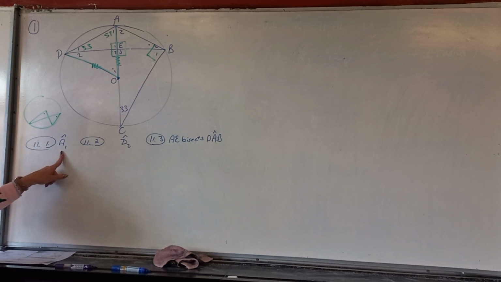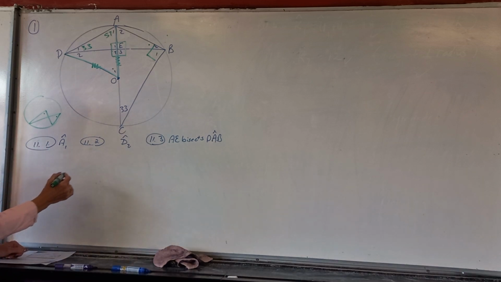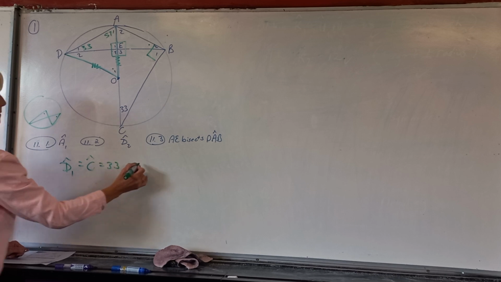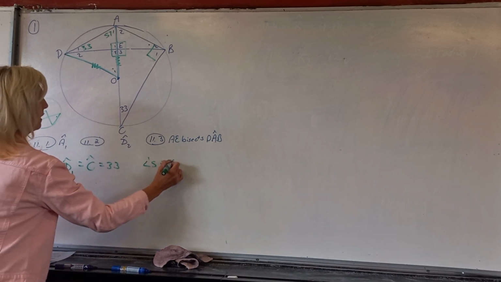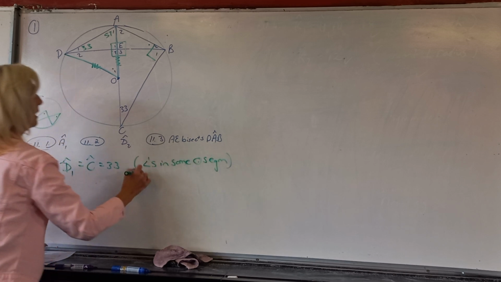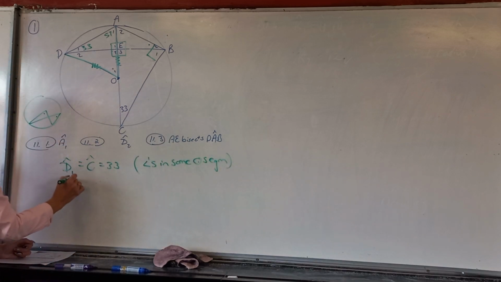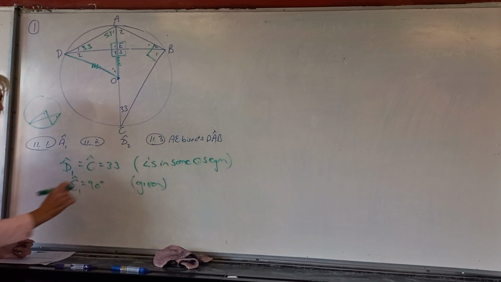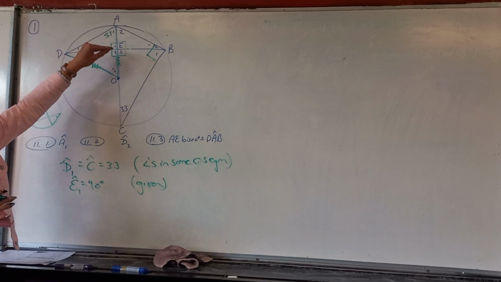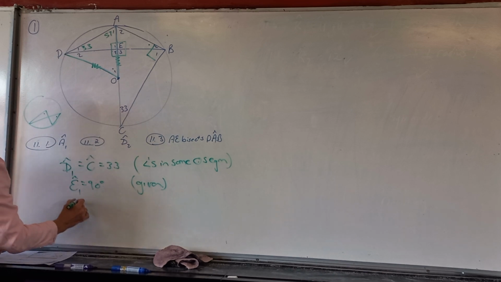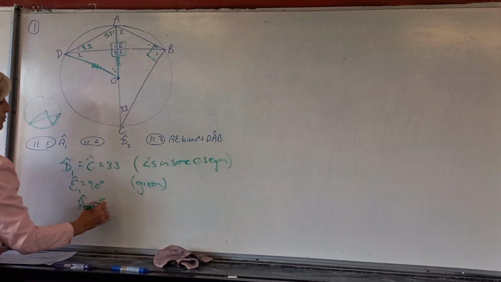So A1 is done. Shall we write it? Yes. How did we get there? We said that D1 was equal to C because of angles in the same circle segment. And then we knew that E1 was 90. Now guys, you don't have to write it because it was given. But maybe just because it wasn't actually given on the sketch, I'm saying, okay, I know it is because it's given. And that's why A1 will be 57.